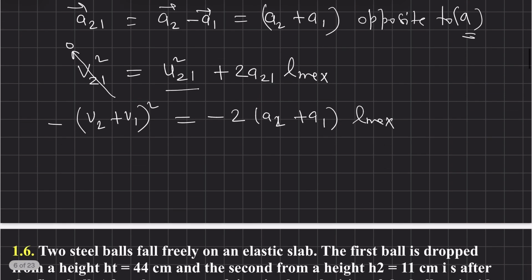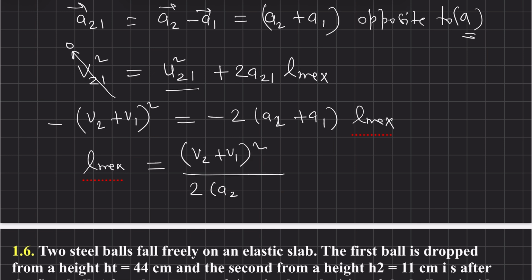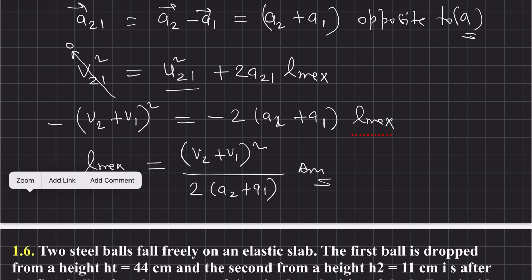So what we get is L max is equal to v2 plus v1 whole square divided by 2 into a2 plus a1. So that would be your L max answer. We got the answer in this case. Now let me add a few pages here.